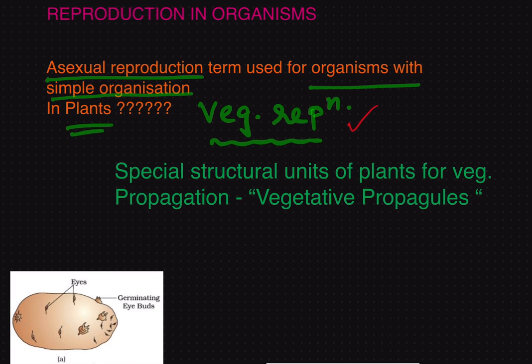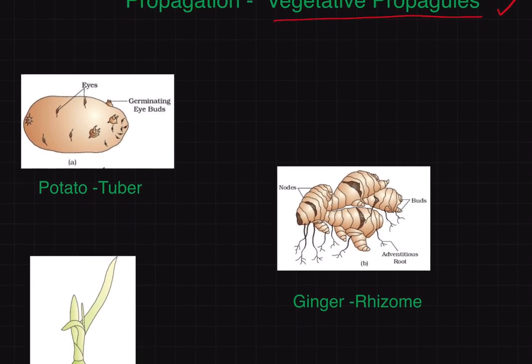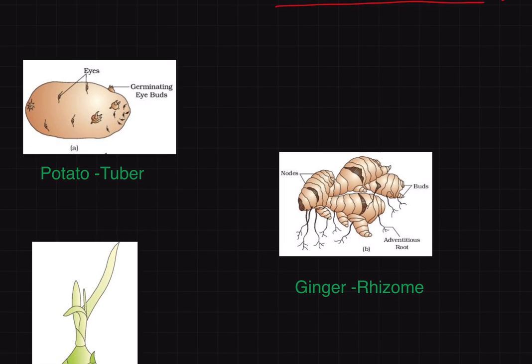Why? Because during vegetative reproduction, a plant produces special structures called vegetative propagules. For the plant to produce these vegetative propagules, it does not require two parents, it requires a single parent. So, a plant reproducing by asexual mode reproduces by means of special structural units called vegetative propagules. Now, let us have a look at examples of such plants.